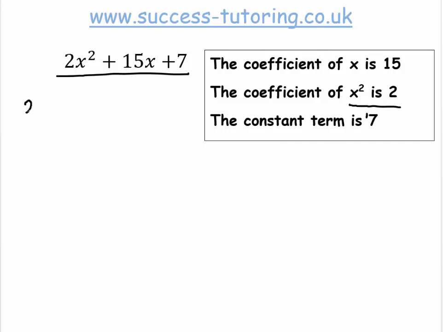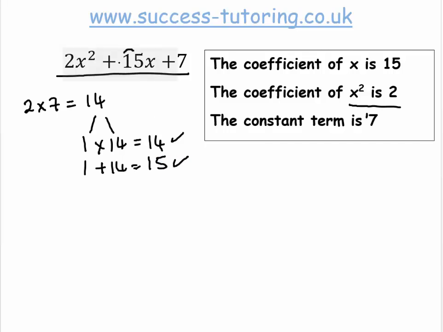So I'm going to multiply the coefficient of x squared by the constant, which is what we've done in the previous questions. Find our factor pairs. Okay, by multiplying, that's good, so that works. And add them together. And that should give us the coefficient of x, which is 15, so that's fine.